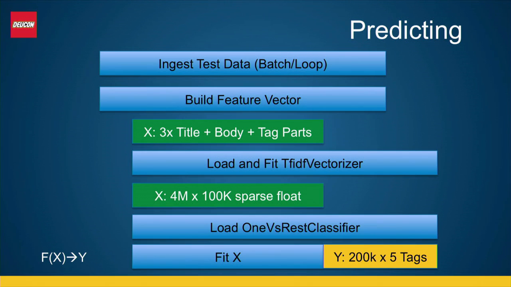So when we predict, we kind of do the same thing. We ingest the test data, we build the feature vector exactly the same way as we did before. We don't have any tags because that's what we're going to predict. We load and fit the tf-idf vectorizer. We're going to have a 4 million by 100K sparse float matrix. We're going to load the classifier. We're going to fit our x to that. We're going to apply the classifier to it, and that's going to kick out all our tags.